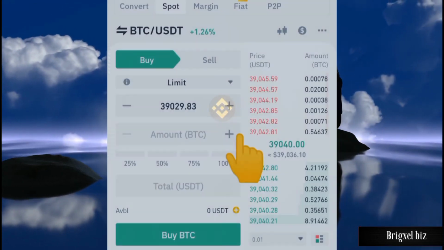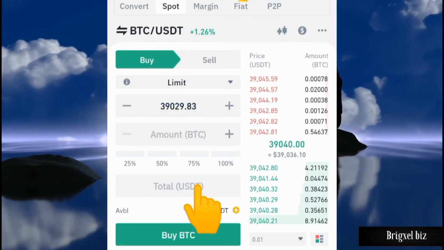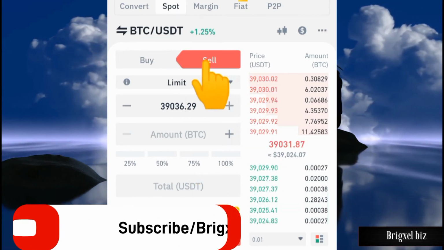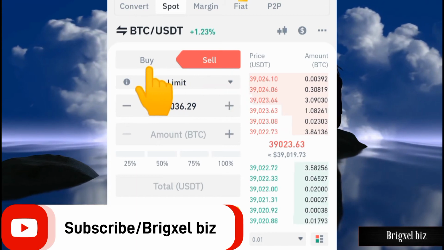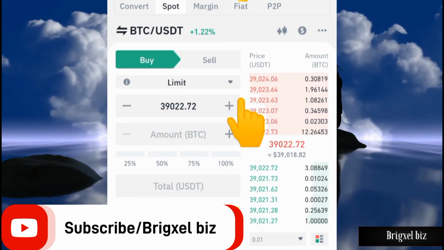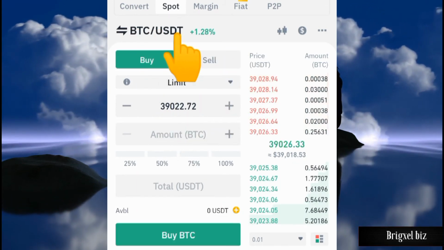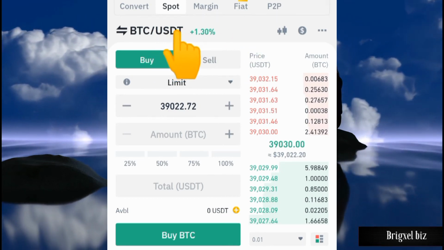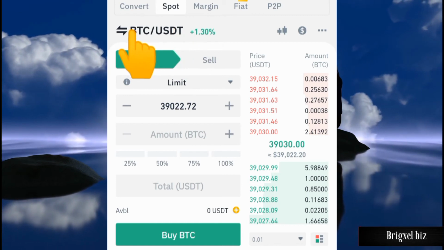Back here on Binance, you can see where it says buy, and then where it says sell. So I'm going to push it back to buy, because we want to buy BTC with USDT. Now it's very important that you know that you have to have USDT, because this is what you're going to use to buy BTC. You might be asking, how do I get USDT to buy BTC?